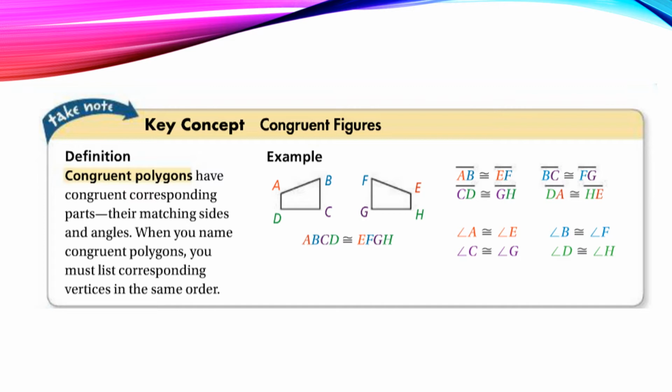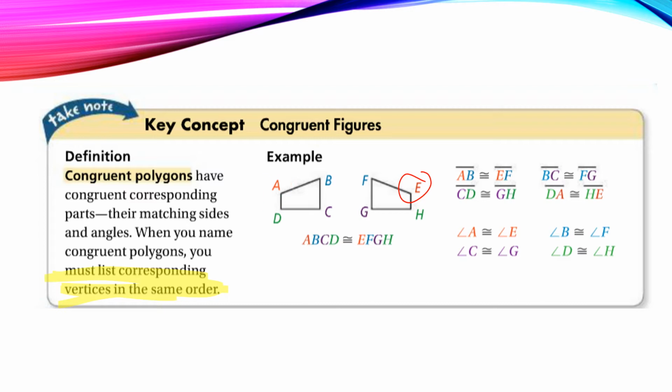When you name congruent polygons, you must list corresponding vertices in the same order. So this is the most important part here, okay? We have AB is congruent to EF. So notice how we have the different colors here, okay? So A and E are the same. Those are the same angle. So if we're going to say AB, we would have to say EF.